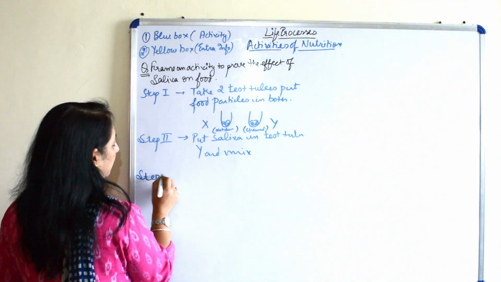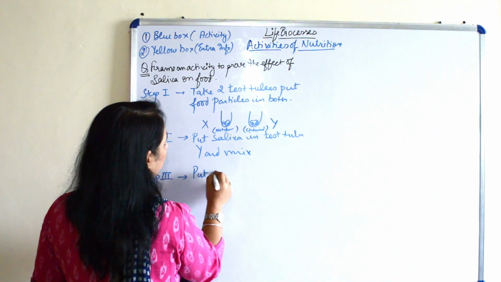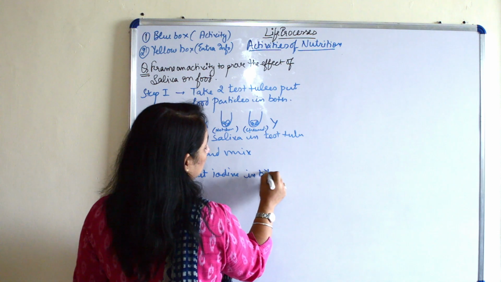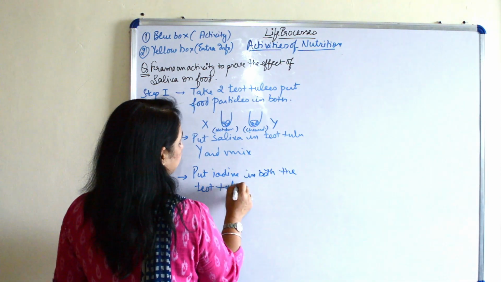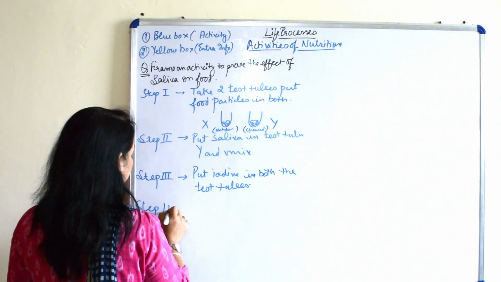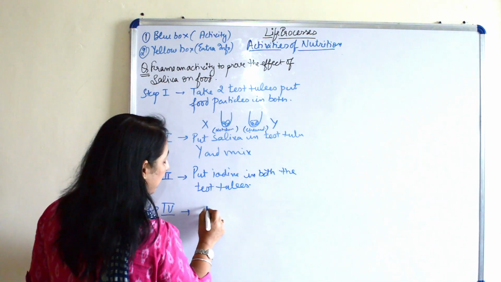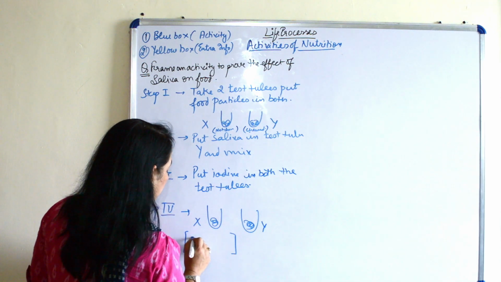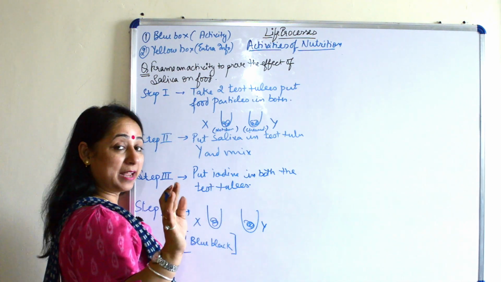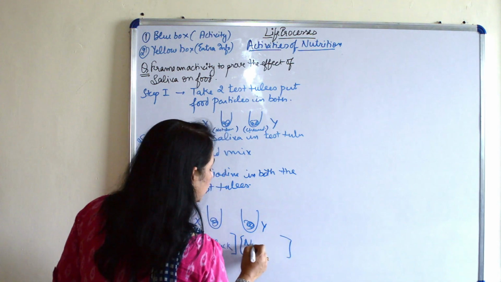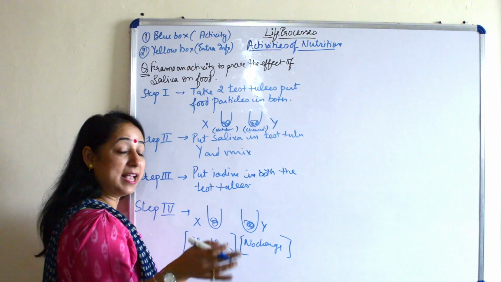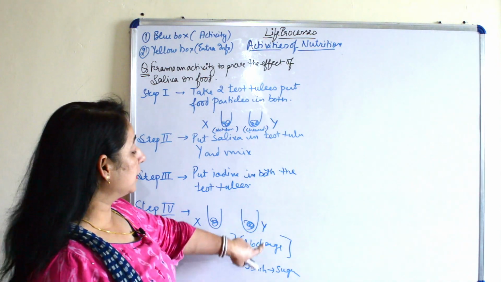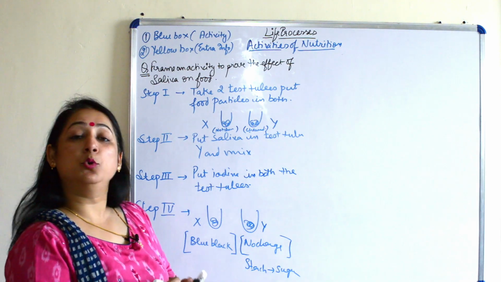Step 3: put iodine in both the test tubes. Why has iodine been taken? Because iodine gives the starch test. Step 4 is the last, resultant step. What happens? In test tube X, it gives a blue-black color because there is no saliva and starch is already present. But in Y, no change of color. Why no change? Because the saliva has broken down starch to sugar, and sugar does not react with iodine, only starch does. So this gives a no-change result. This is the whole blue box activity.